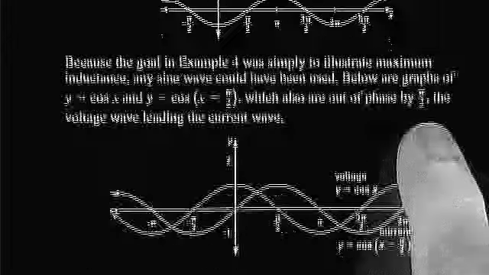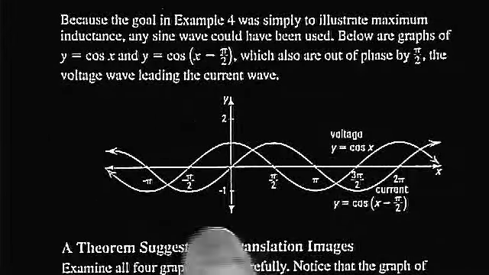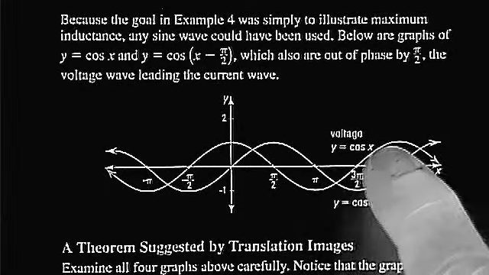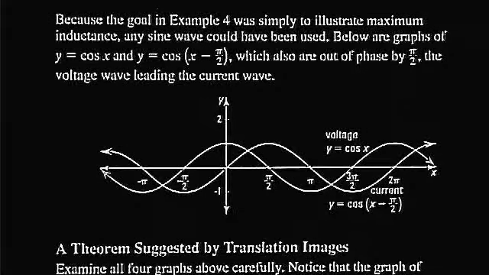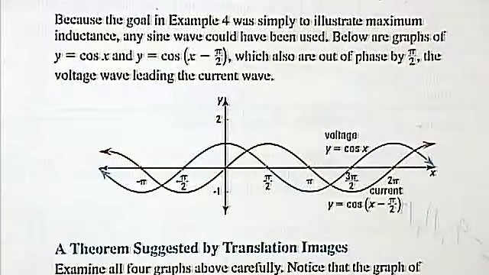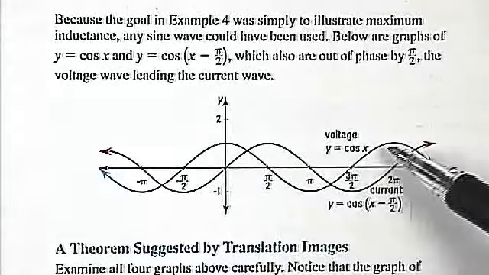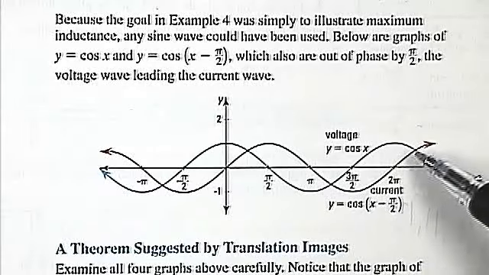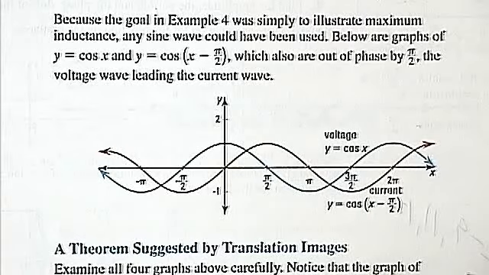Okay? So the voltage wave is leading the current wave. The voltage wave would be the blue one. It's leading, right? And the current is lagging behind. Sorry, you can't see colors. The blue one is the voltage wave, and the orange one is lagging behind. It's getting to the same places, but it's just not at the same time.